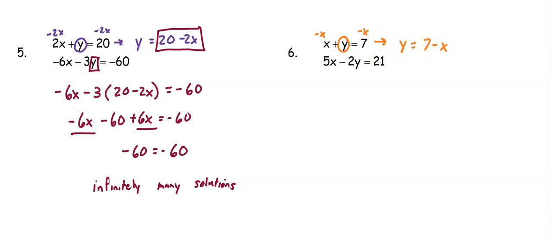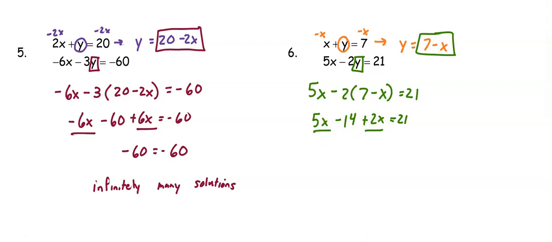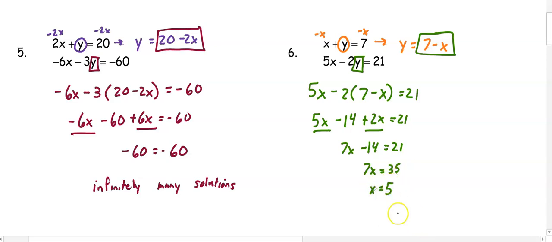So I'm going to substitute what y is equal to into the other equation for y. So I have 5x minus 2, parentheses 7 minus x equals 21. In order to solve, I need to distribute. So 5x minus 14 plus 2x equals 21. I can combine my x-like terms, so I get 7x minus 14 equals 21. I can add 14 to both sides, so 7x equals 35. And I can divide by 7, so x is 5.